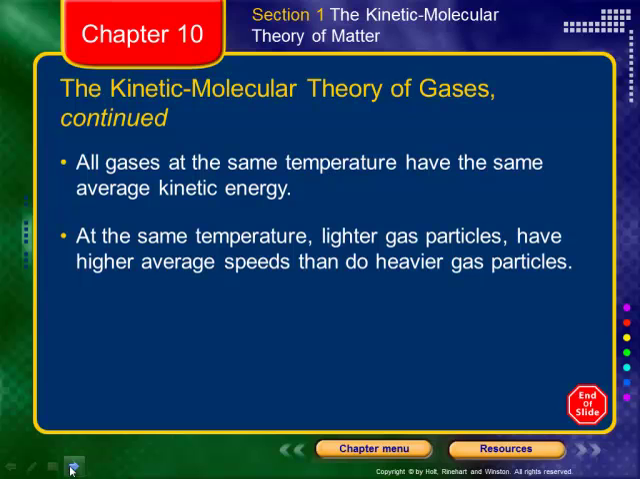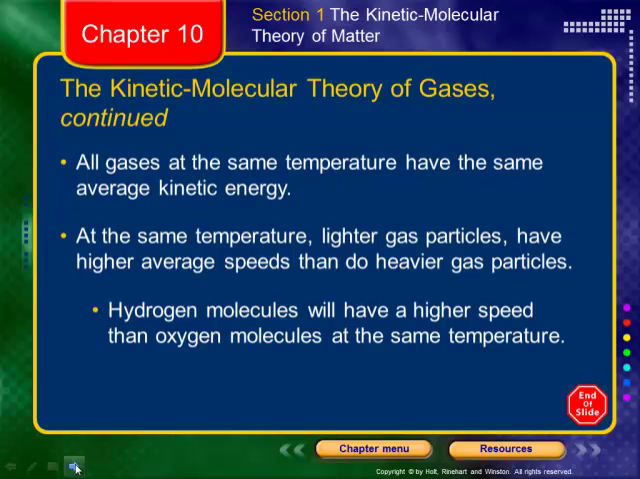Remember our equation, KE equals 1/2 mv squared. So if the mass is less, the velocity has to be higher to make up for that. So lighter gas particles will be moving faster than heavier gas particles. Those of you that were here in my class before break, you remember that little demonstration, that animation I had, and it actually showed that the lighter particles are moving more rapidly. What this tells us then is that hydrogen molecules will have a higher speed than oxygen molecules if they're both at the same temperature.